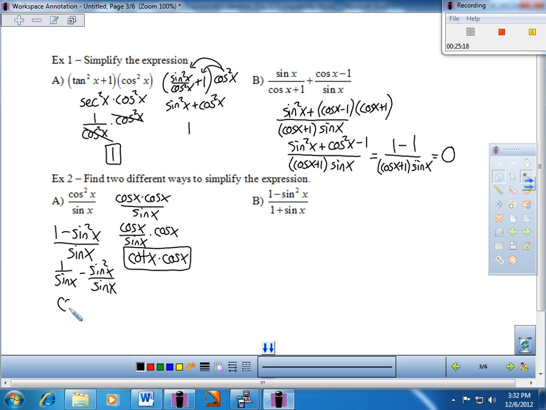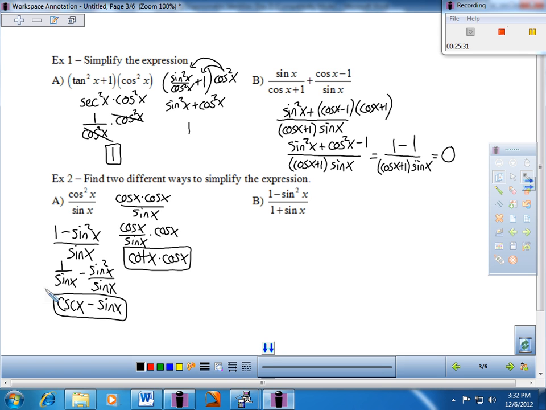What is 1 over sine? It is definitely cosecant. That one you have to know as one of the reciprocals. What is sine squared over sine? It's just sine. So again, just two different ways, that's all. No big deal there.